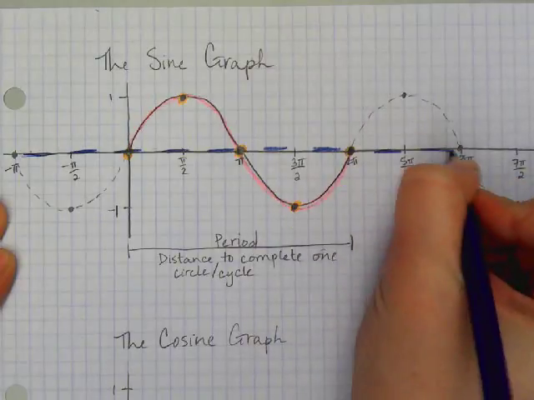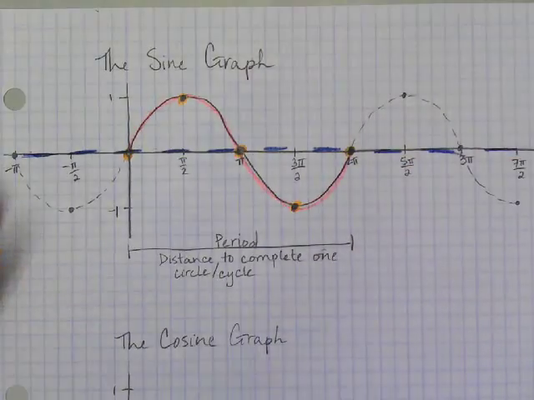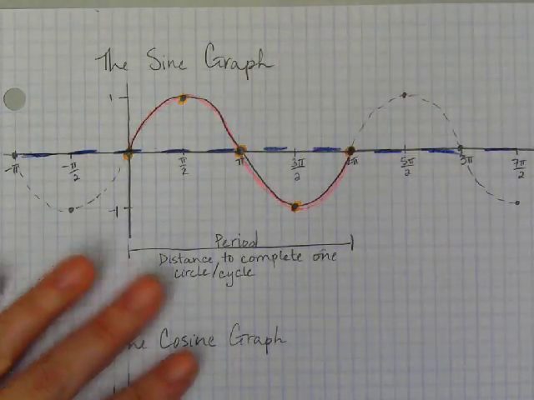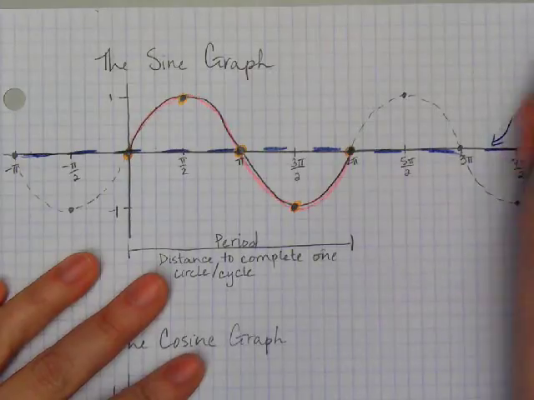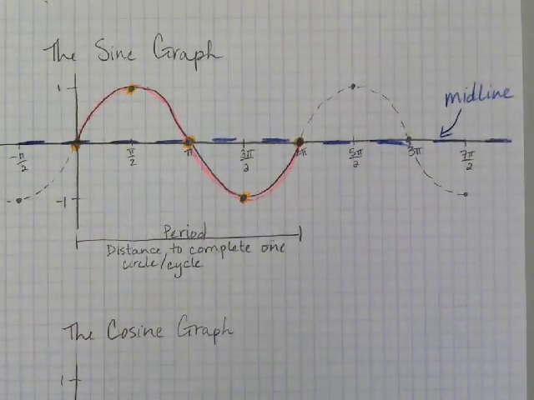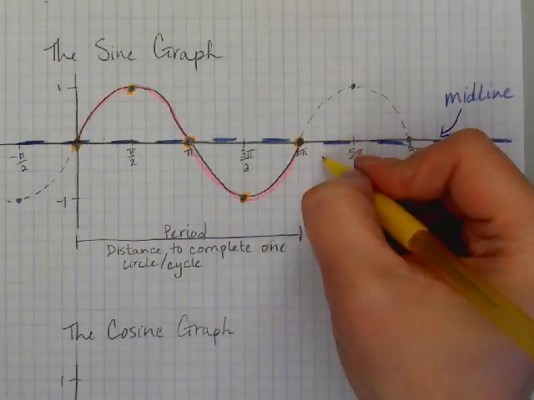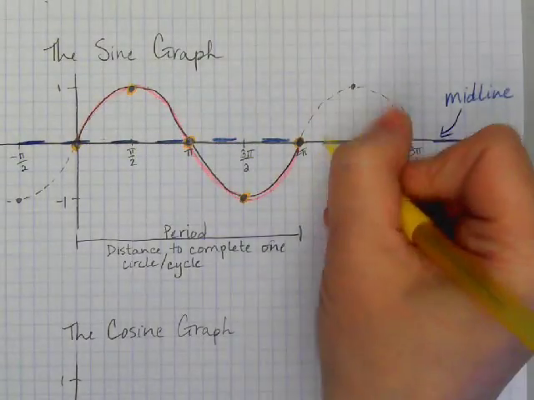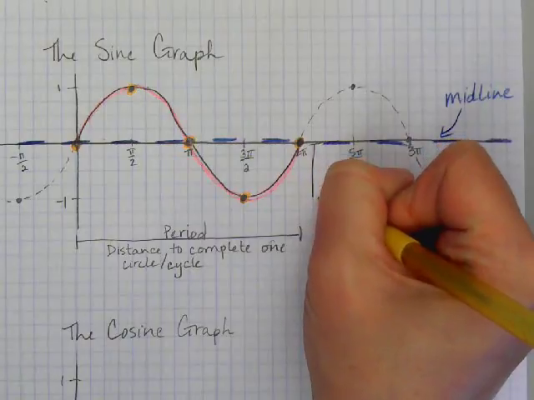And then, does anybody remember the vocabulary word for this distance right here? And it could be up here also. I just happened to put it down here. Anybody remember that vocabulary word? Close. Amplitude. Very, very close. So, there's that. That's our sine graph.